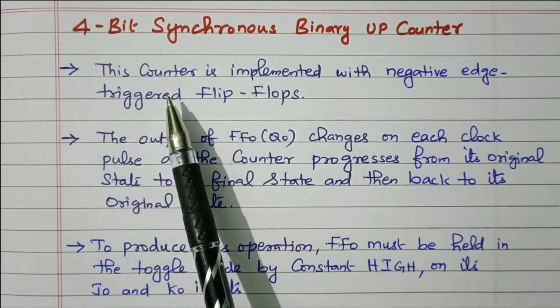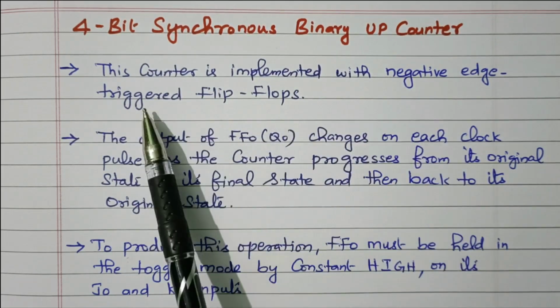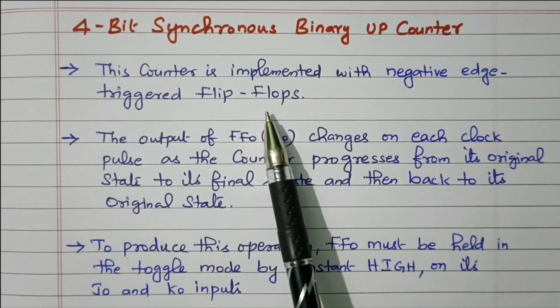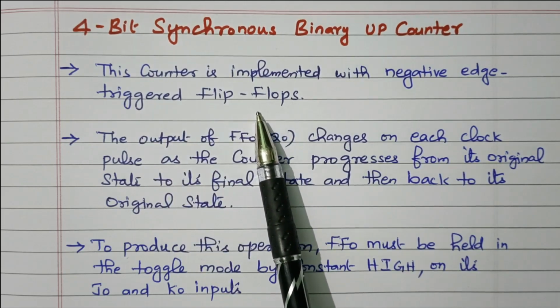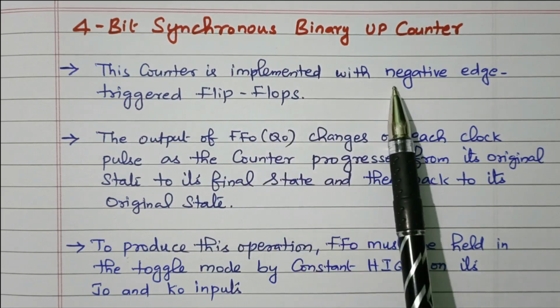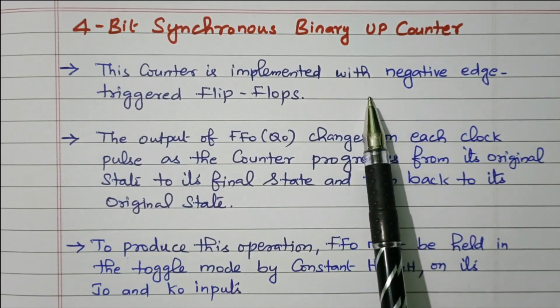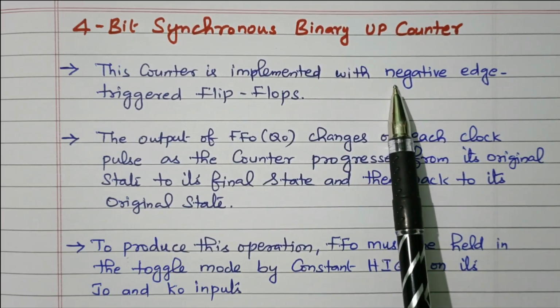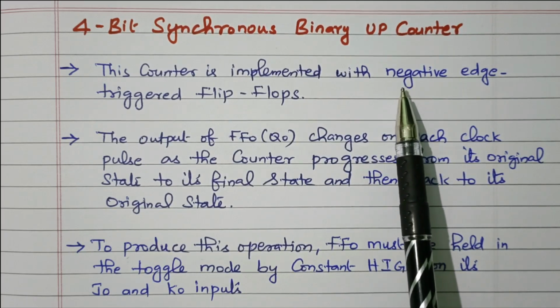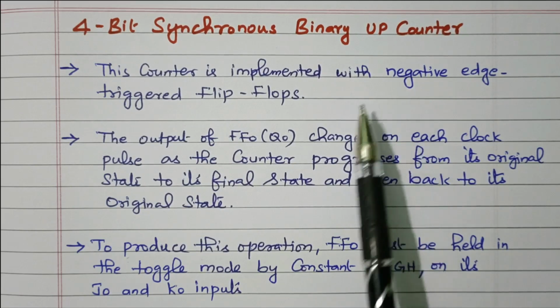This counter is made up of flip-flops, implemented with negative edge triggered flip-flops. There are two types available, positive edge triggering and negative edge triggering. During the clock pulse, I will explain what is positive edge and what is negative edge. Negative edge means going from 1 to 0. When the clock pulse goes low, we are triggering. That is called negative edge. When the clock pulse goes from low to high, that is called positive edge.